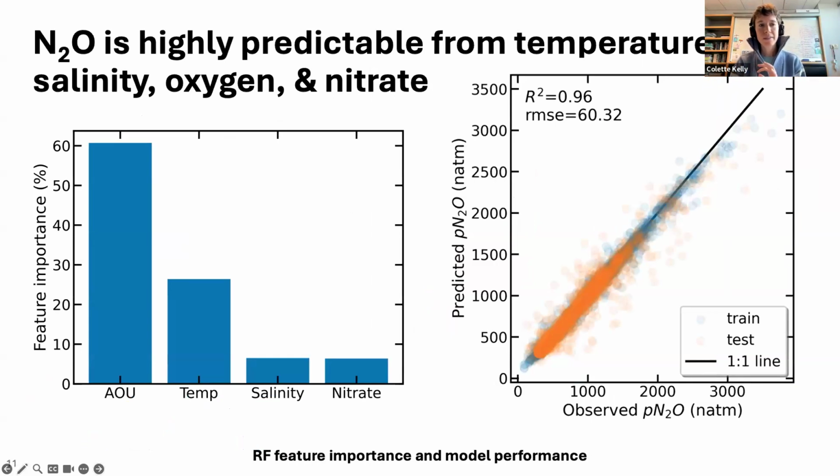So part of the reason why this all works is that nitrous oxide is really predictable from temperature, salinity, oxygen, and nitrate. So here I'm just showing the feature importances and the performance of our random forest model, which we trained to predict nitrous oxide partial pressures, P N2O, from these 4 variables. And by far, it's really driven by oxygen or apparent oxygen utilization. And we took these models and applied them to Argo floats.